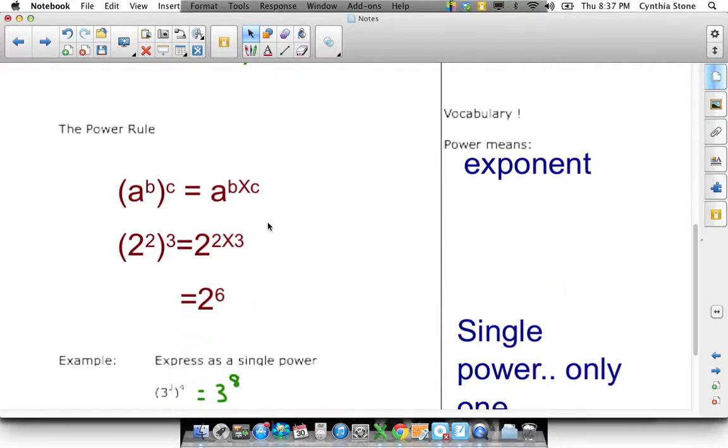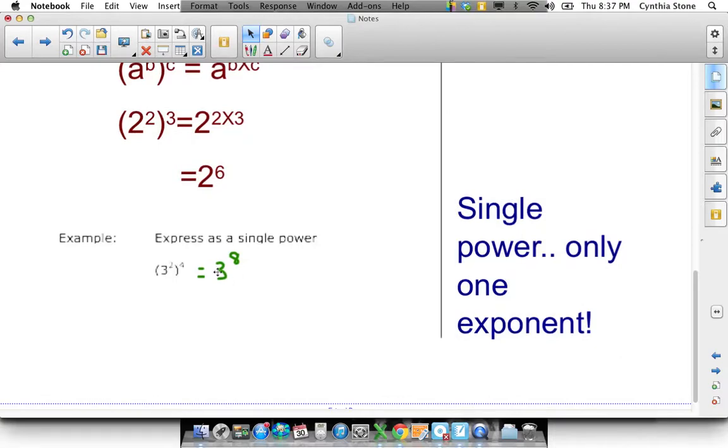All right, power rule. Third rule. This is if you have a number that's to the power. So a to the b to the c. Sounds like a song. A to the b to the c is equal to a to the b times c. So again, looking at that as a number, 2 squared, all to the exponent 3, is 2 to the 2 times 3, which is 2 to the 6. Okay? So anytime you have a power to it, you might word that as power to a power. It might be the way that you say that.